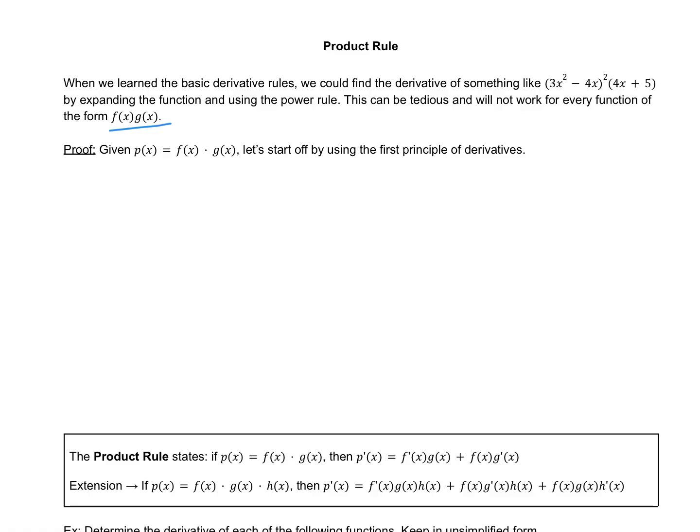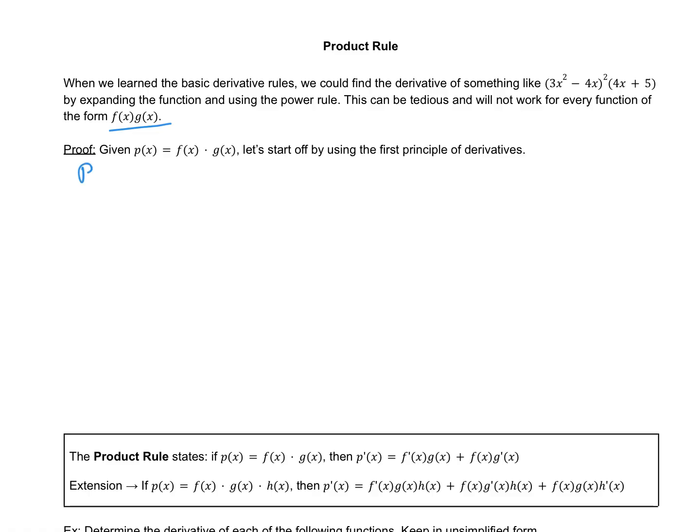Now, first principles used limits. It was the limit as h approaches 0 of f at x plus h minus f at x all over h. But we're going to do this for our combo function, our product function of f at x times g of x. So let's start.